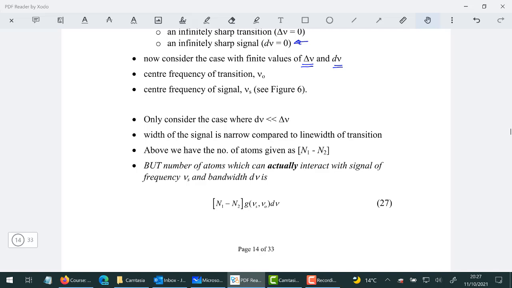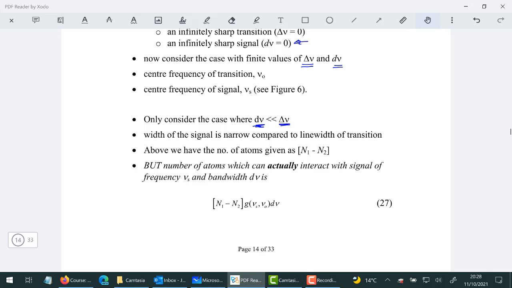So we'll only think about the case where the line width of the signal is very, very much smaller than the line width of the transition. We'll only think about those. We'll use that as one of our constraints or assumptions. So the width of the signal is much, much narrower than the line width of the transition.